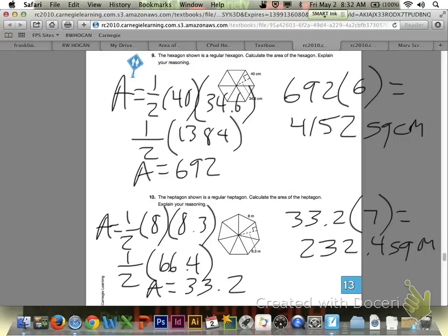For number 10, same process. The area of one triangle in the heptagon is going to be 33.2 square meters. If you multiply that by 7, you're going to get 232.4 square meters for the total area of the heptagon.